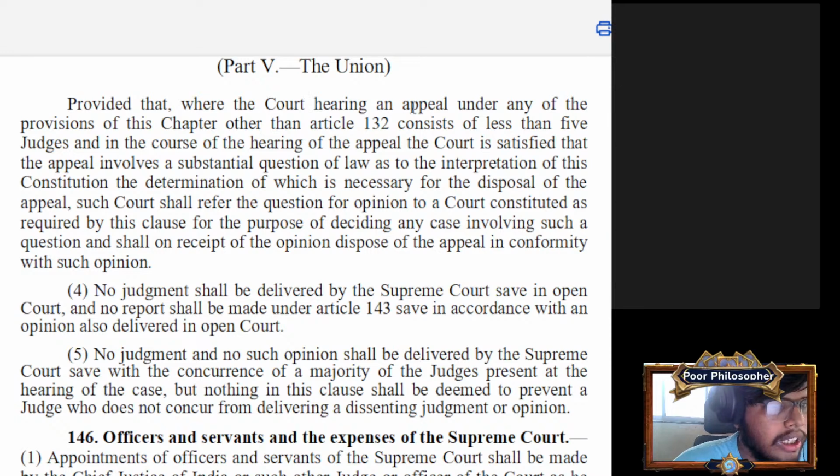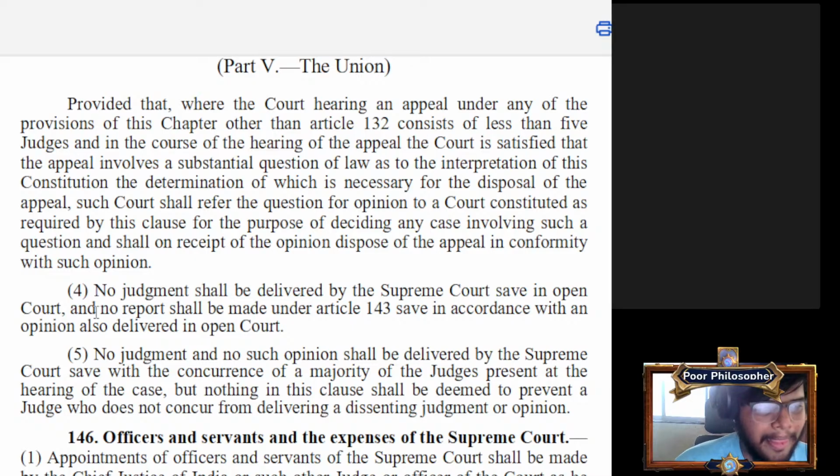Provided that where the court hearing an appeal under any of the provisions of this chapter, other than Article 132, consists of less than 5 judges, and in the course of the hearing of the appeal the court is satisfied that the appeal involves a substantial question of law as to the interpretation of this Constitution, the determination of which is necessary for the disposal of the appeal, such court shall refer the question for opinion to a court constituted as required by this clause for the purpose of deciding any case involving such a question, and shall, on receipt of the opinion, dispose of the appeal in conformity with such opinion.